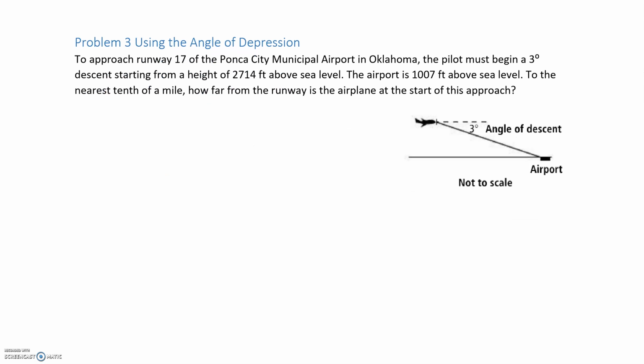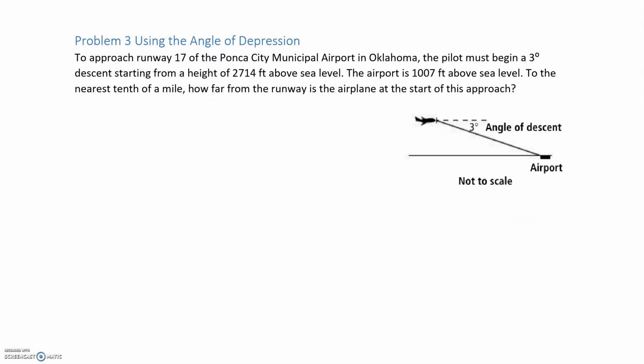Okay, last page, we're going to look at angle of depression. It's the same type of thing. So if we're approaching a runway in Oklahoma, the pilot has to begin a 3-degree descent. So our degree is right there. Starting from a height of about 2,714 feet above sea level. Okay, so if the airport is 1,007 feet above sea level, we want to figure out what this is.